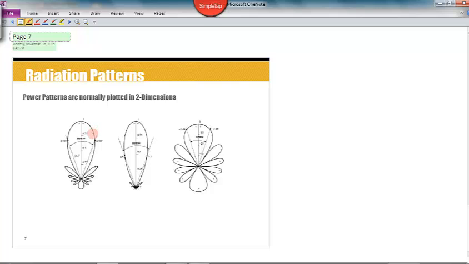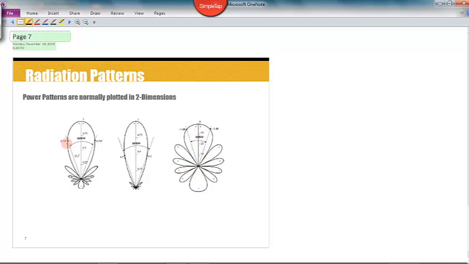It's very common that the radiation pattern, the picture I showed on the last slide, is actually just shown in two dimensions. Here I've got a field pattern that's plotted using a linear scale. Here for the same antenna, I've got a power pattern plotted using a linear scale. And right here for the same antenna, I'm plotting a power pattern using a logarithmic scale.